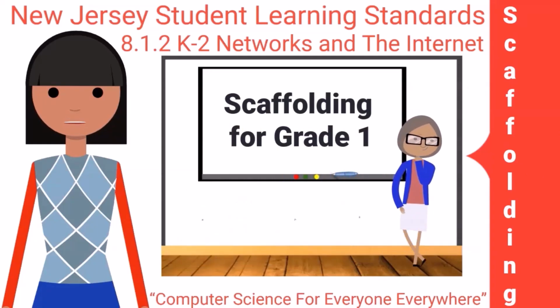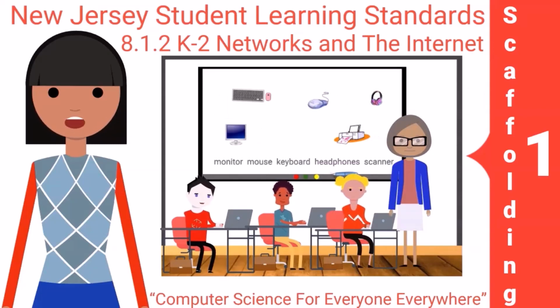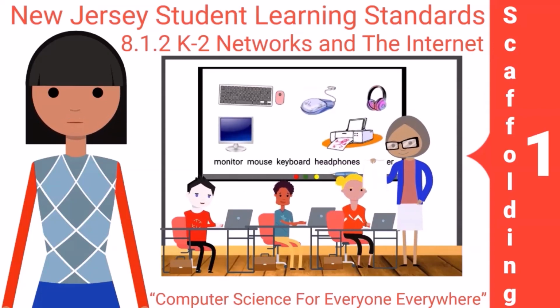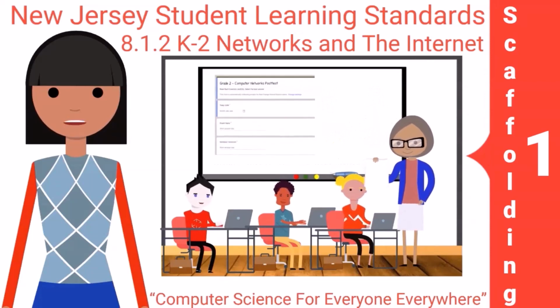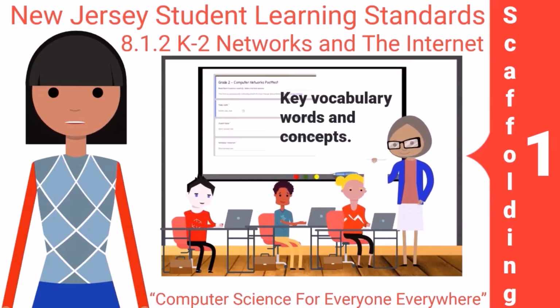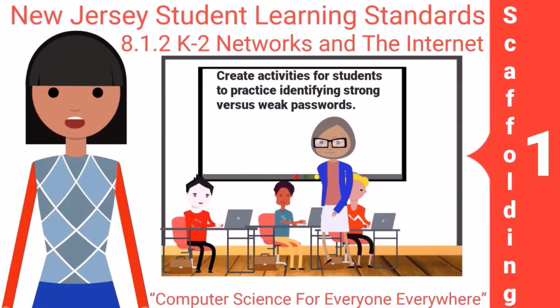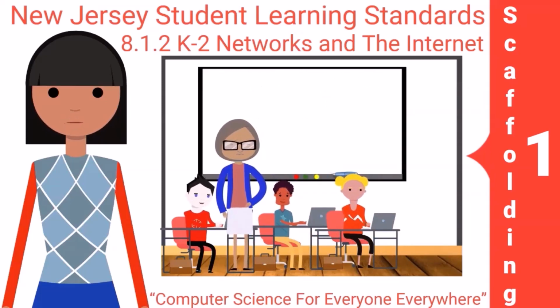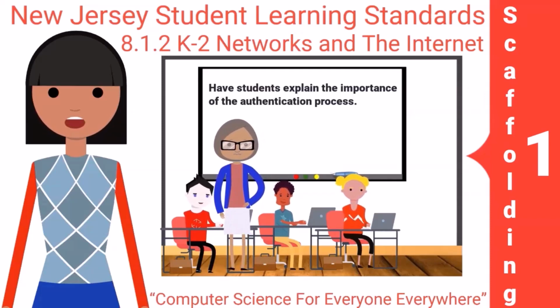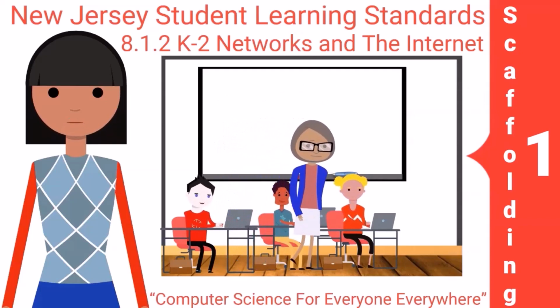Scaffolding for first grade. Step back. Give the students a picture test, for example, the grade K post-test. Assess data to determine if grade K material was mastered or if grade K material should be your starting point. Create a pre-test that focuses on key vocabulary words and concepts. Create activities for students to practice identifying strong versus weak passwords. As students develop expertise independently logging in and out, have them explain the importance of the authentication process.